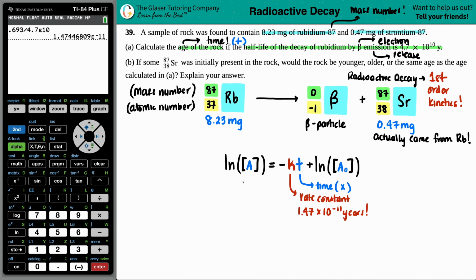So these brackets stand for molarities, but you don't have to use molarity. You could use grams, you could use milligrams. It doesn't matter. You could use moles, right? They just have to be the same unit. That's the beauty of this formula.